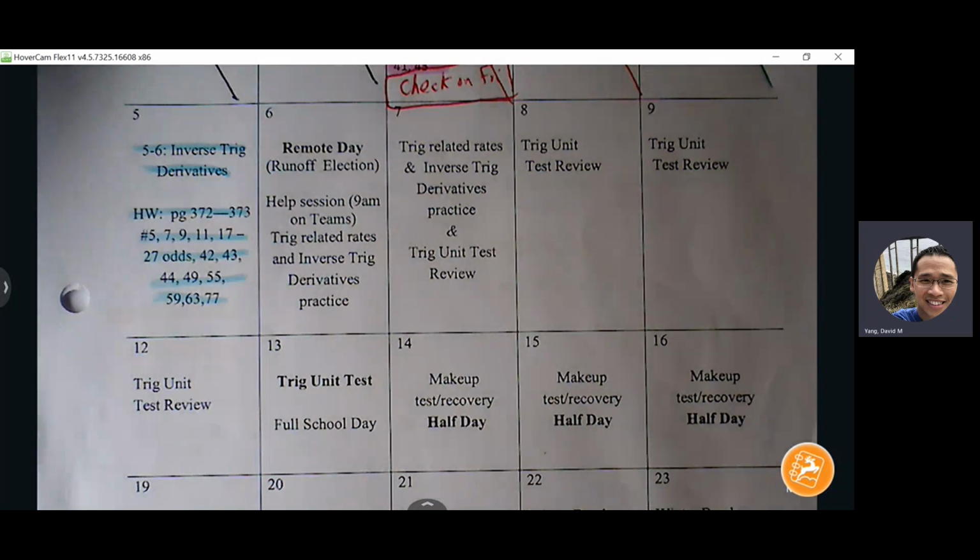But also, if you're not here on Tuesday, then you'll have to pick one of the days to come in and make that trig unit test up. Okay. Any questions about our calendar here? If there's anyone who wants to take the test early, you'll have to come talk to me and just let me know when you want to take it. But I think only a few students have approached me about taking it earlier. So I think most of us are going to take it on that Tuesday. Okay. So let's go to our test review packet.